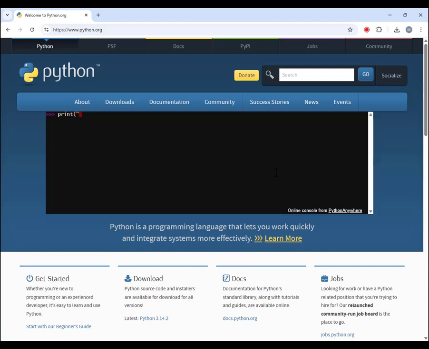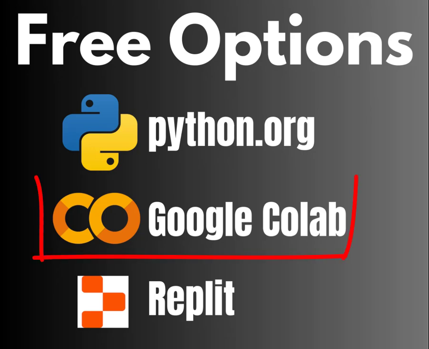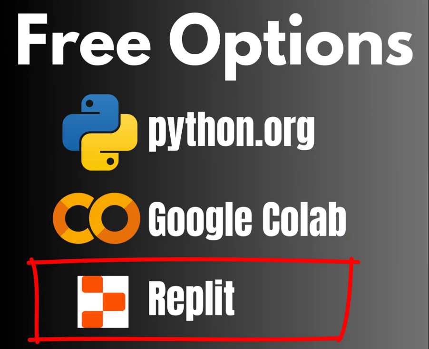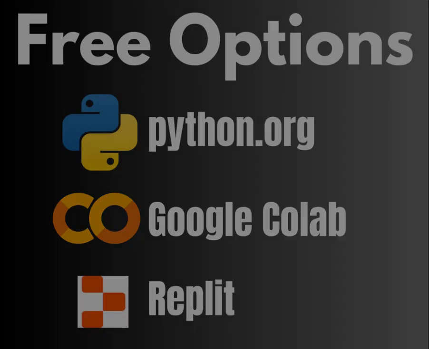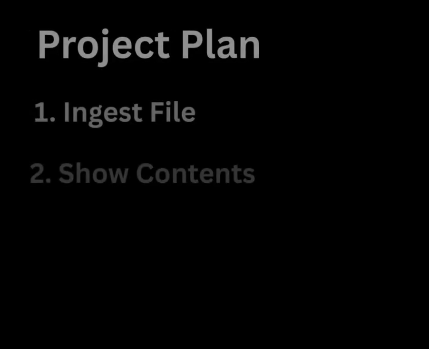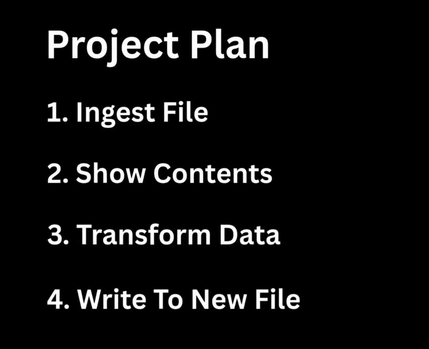Python.org has an interactive shell, but you can't import files and you can't install packages, so it's really very limited. The other two big options are Google Colab and Replit. In this video, I'm going to show you Google Colab, which gives you online notebooks for running your code. I'll give a quick tutorial where I read in a file, show the contents, and write out to a new file for download. Let's go.